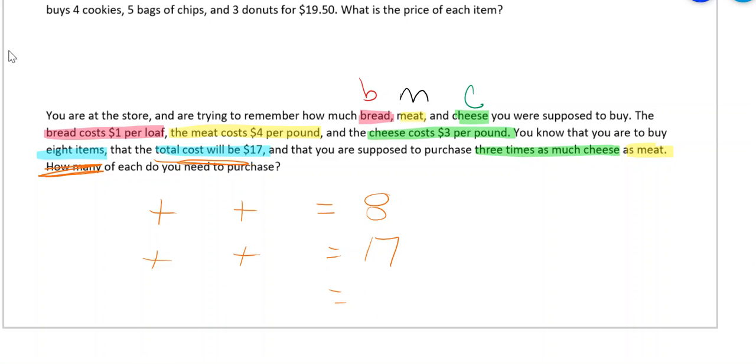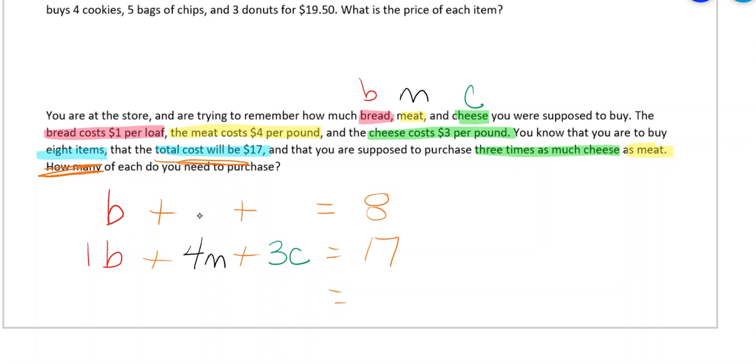So bread costs $1 per pound, so 1 bread. Meat costs $4 per pound, so $4 per pound for meat. And cheese costs $3 per pound. Now, these variables here go with the 17 because $17 is cost. $1, $4, $3, $17. I'm going to buy 8 items, so I'm just going to have some bread.